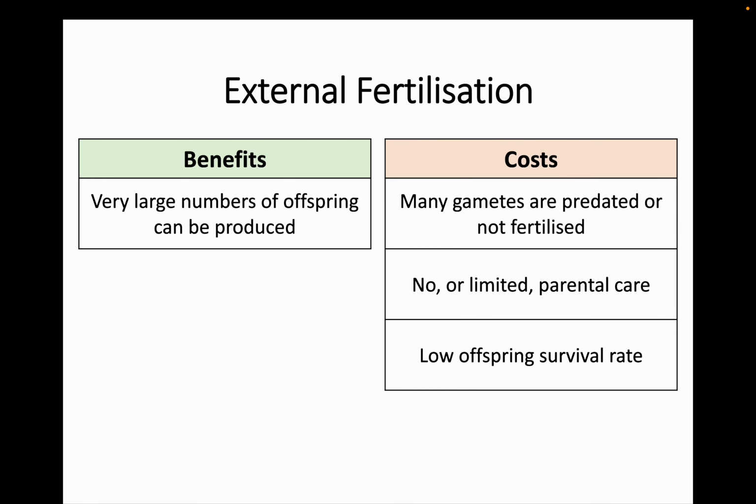The cost of this is many of these gametes, as I've said, are going to either be predated, so something comes across and eats the eggs, or they're not going to be fertilised in the first place. Maybe there's no fish, maybe it doesn't work. It's a big gamble. As I said, there is, if any, limited parental care, and that means there's also going to be a really low offspring survival rate. So again, you can produce loads and loads, hundreds, thousands of offspring, but maybe only a handful of them actually survive. So that is the cost of this situation.